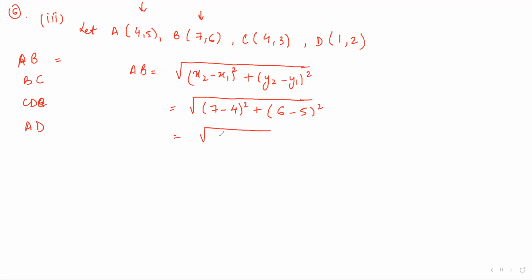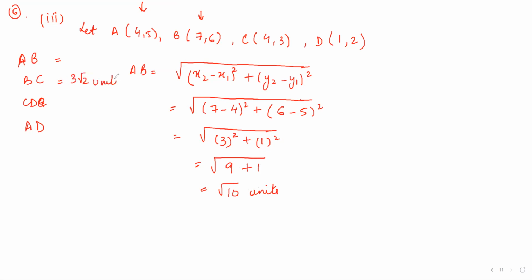Then I have 7 minus 4 is 3 whole square. Then 1 whole square, right? This is 3 square, Maria. This is 9 plus 1. This is under root 10 units. Okay. Yeah, you forgot to do the square of 3. Okay, how much is BC? Who will tell me? Ma'am, 3 root 2 units.